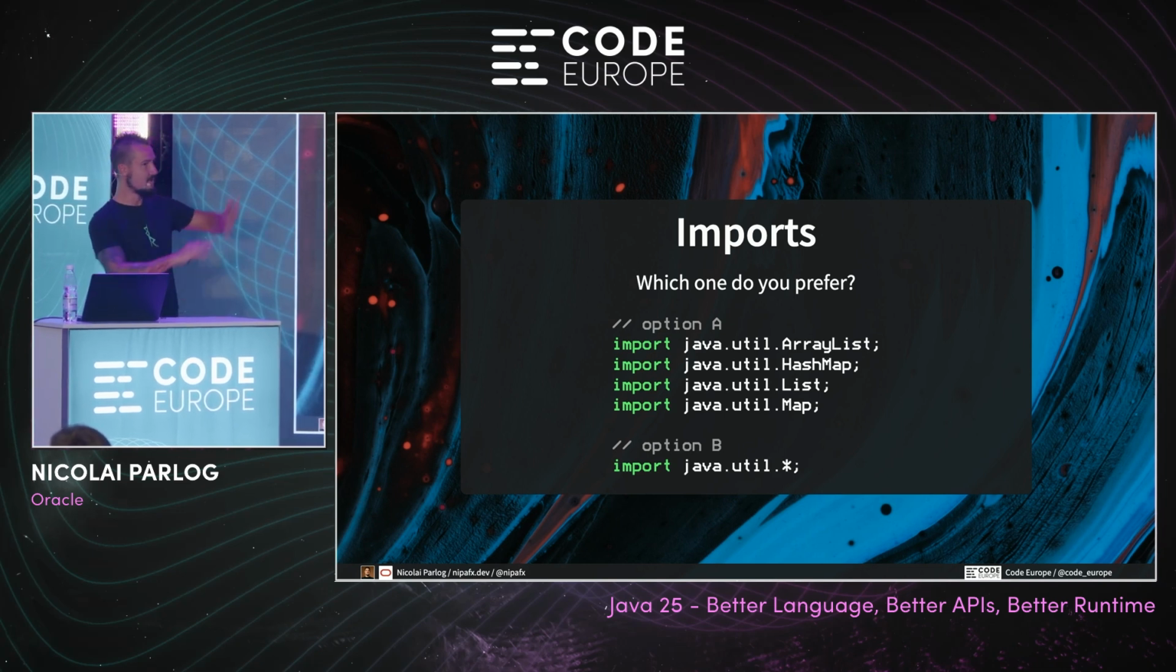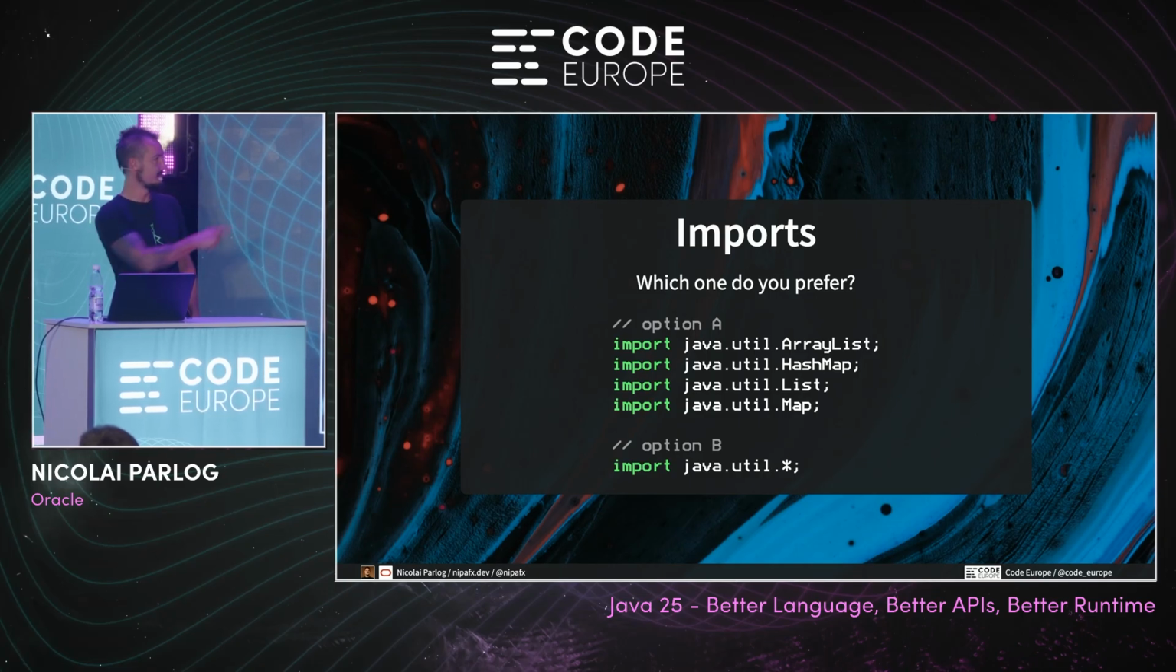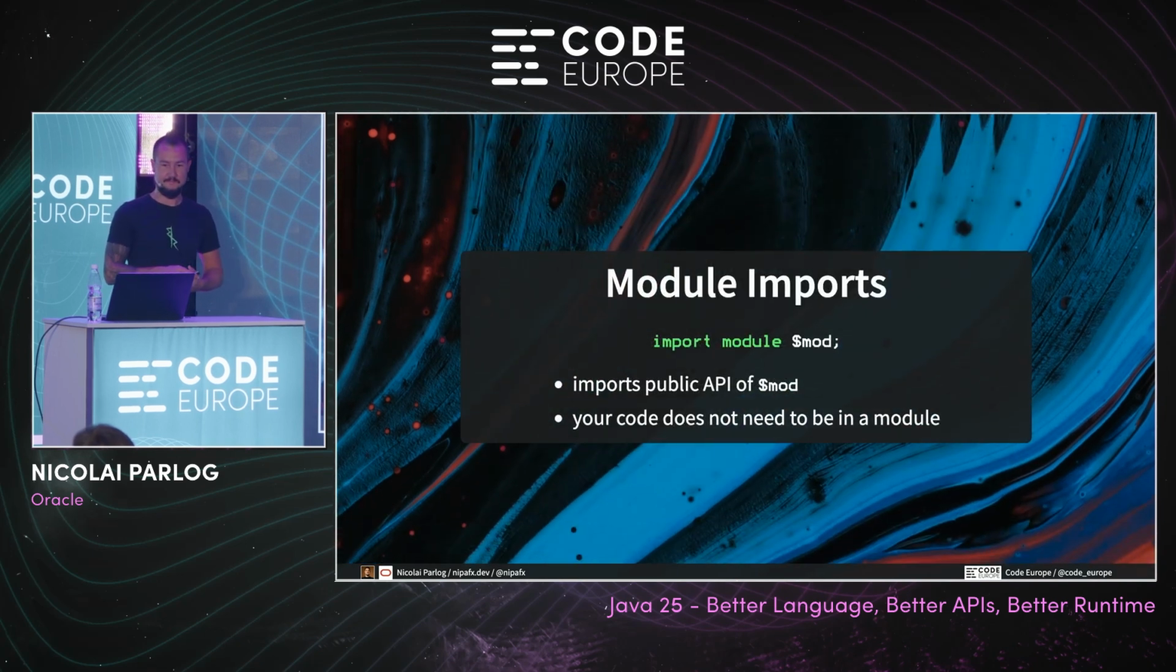So most of this segment will address those of you who prefer option B, but also people like me, for example, will find use for this feature. So star imports have a clear upside. They're more succinct, and they're just easier to manage manually, right? If you don't have an IDE at hand, they just make your life easier. The downside is it's less clear what you're working with. There is a chance of conflicts, but also it's just an arbitrary slice of an API. Some APIs are split across packages, and here you get like, I don't know, a half or a third of that API. I would like to present, as basically an improvement over star imports, module imports.